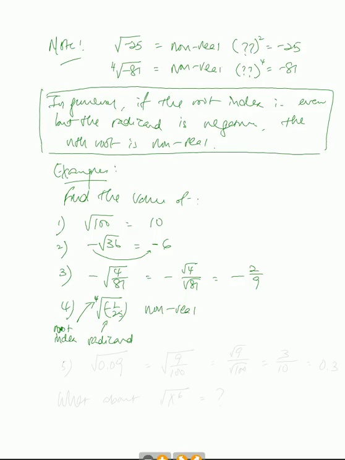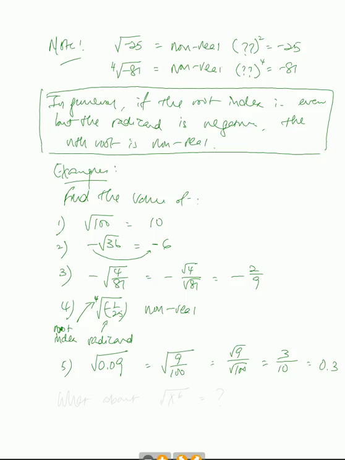Okay, there's a special example I want to mention. What if this was square root of 0.09? When you deal with decimals, you have to be a little bit more careful. Think about it as a fraction. So 0.09 is the same as 9 over 100. So root 9 over root 100 is the same as 3 over 10. So the answer is really 0.3.